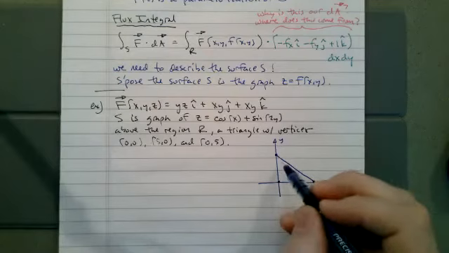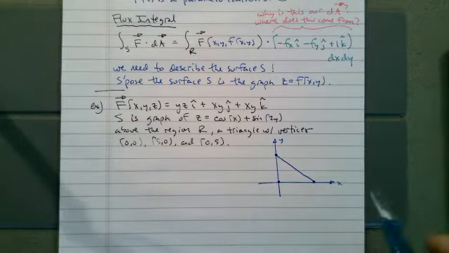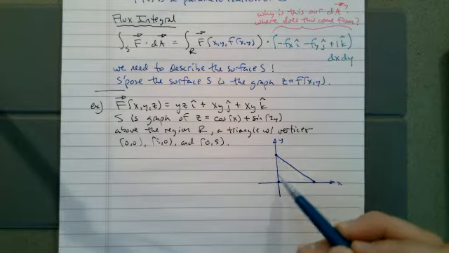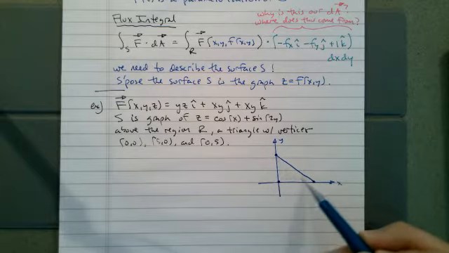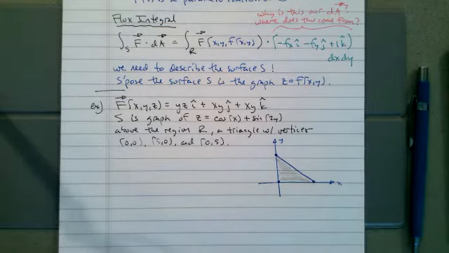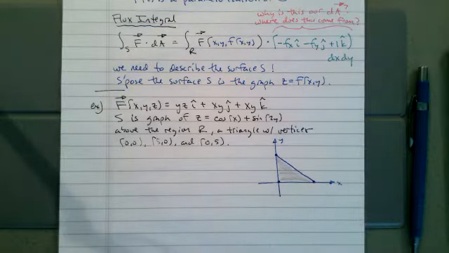So above this region R, I don't want to shade it in. Above this region R, we're going to look at the surface. So whatever the surface is doing from the top down, we only care what's going on above this triangle. And then we're going to calculate this vector field flowing through the funky surface above this triangle. Any questions?